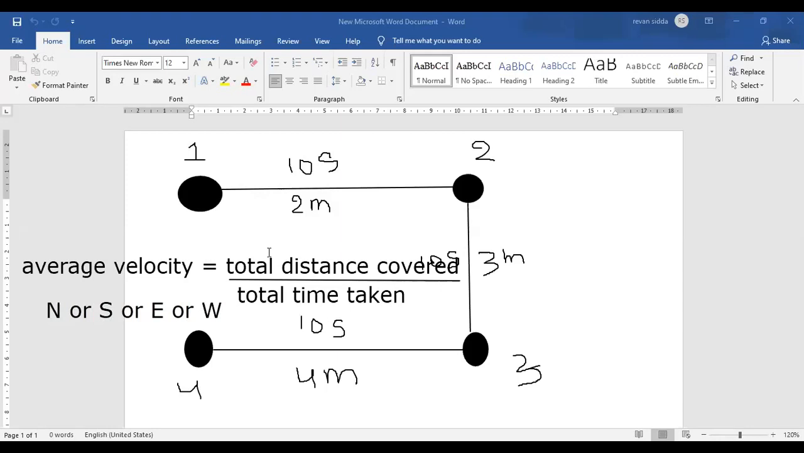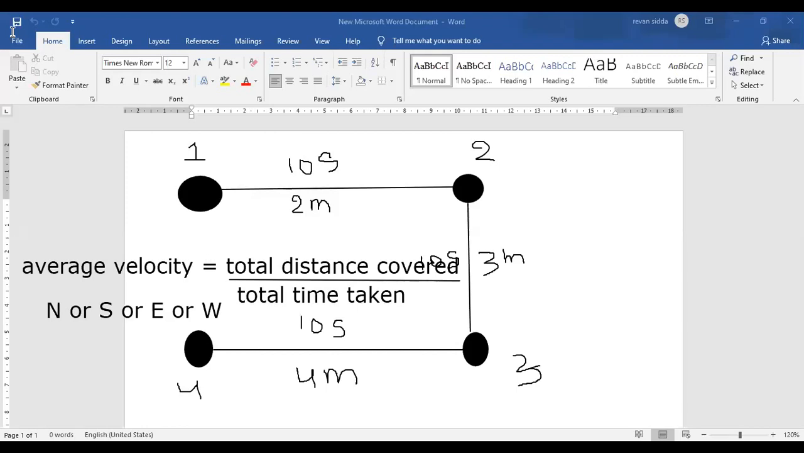So average velocity is total distance covered by total time taken in a particular direction. Understood, everyone? Particular direction should be there. Almost around 45 students are there. I think all 45 students have understood about speed and velocity. Speed in the sense there will be no direction. Velocity in the sense direction should be there.